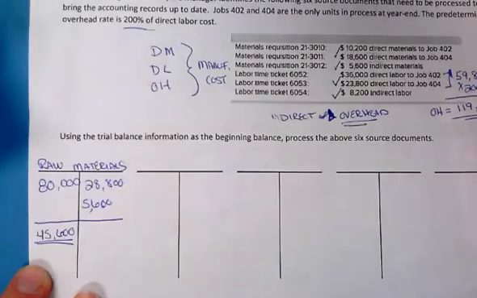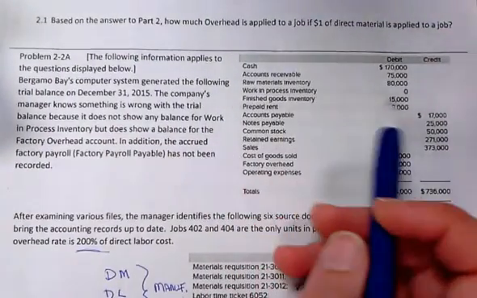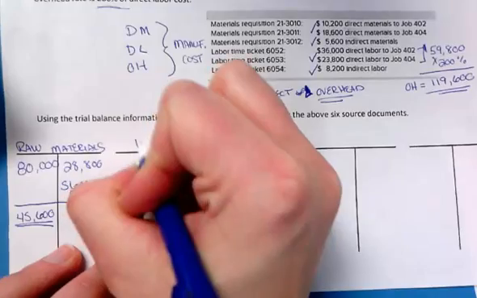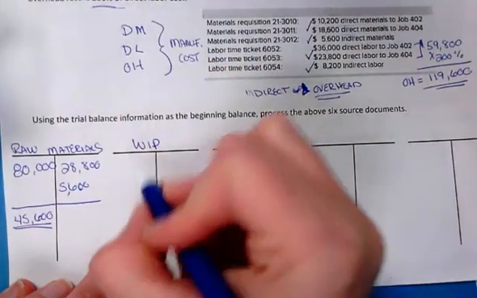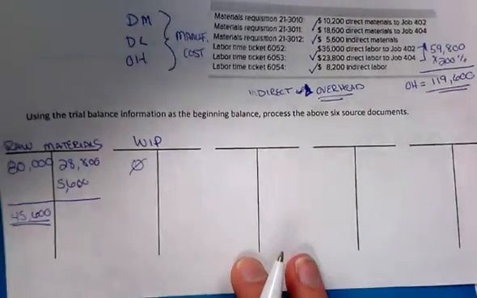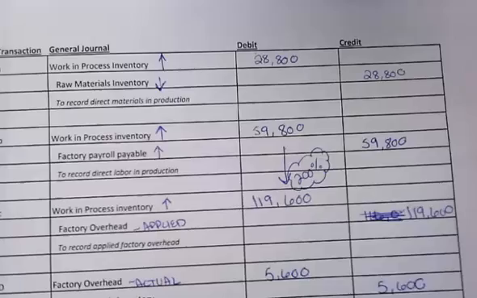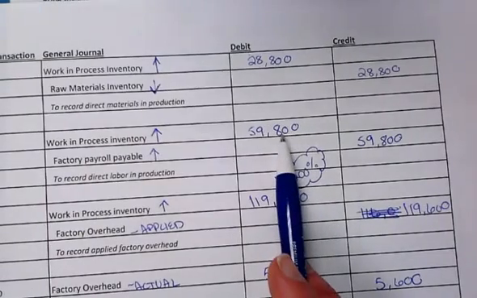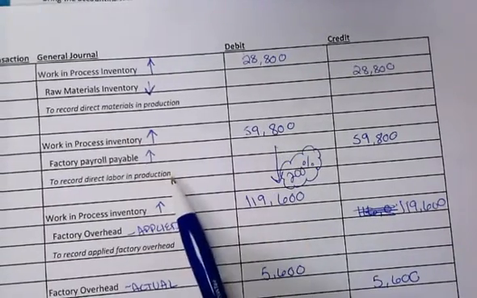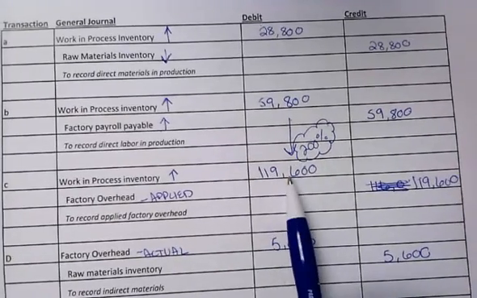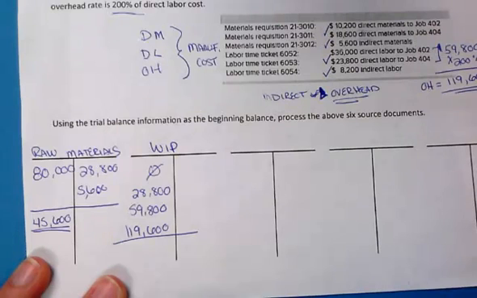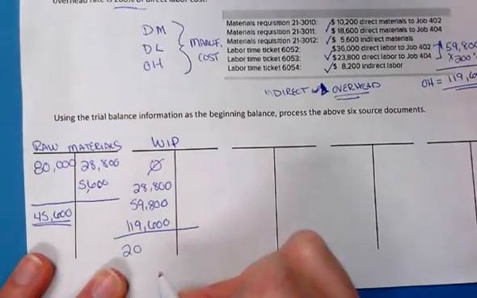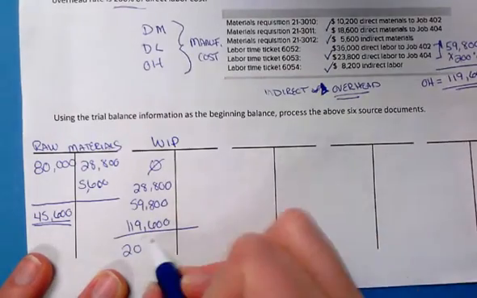I'll do another one. Let's look at the next account on our trial balance, work in process. And we know this one was already messed up because it had a 0 to begin with. Work in process account started with 0. Over the course of our journal entries, we had a debit of $28,800 for our direct materials, a debit for $59,800 for direct labor, and then the factory overhead that we applied of $119,600. If I added those totals up, I'd get a new balance of $208,200.